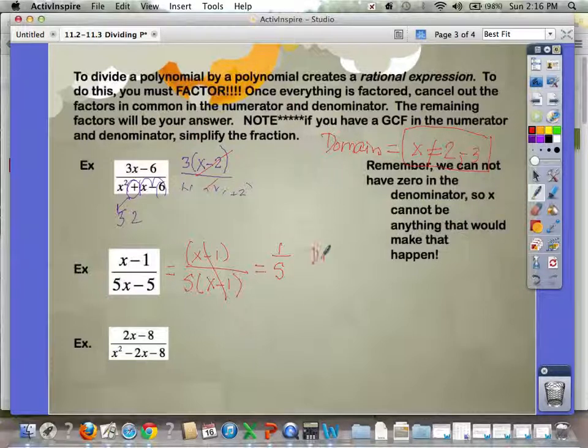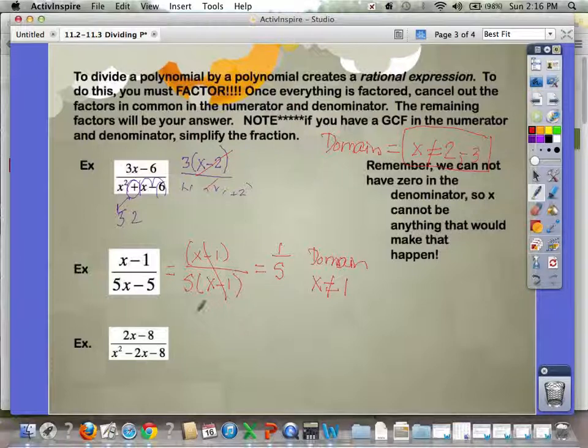But as far as the domain and being restricted, x cannot be, what would make this 0 down here? x could not be a 1. So if I had a 1 there, that would make 0. 0 times 5 is 0, so x cannot be 1.